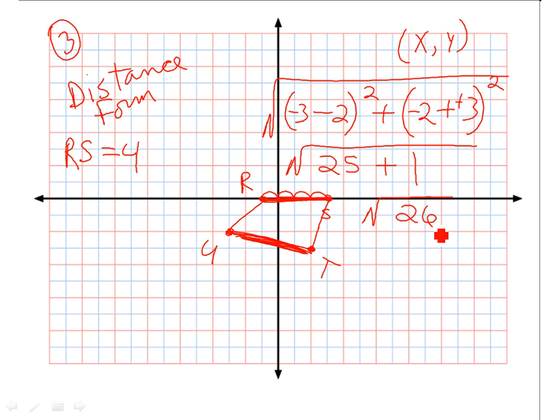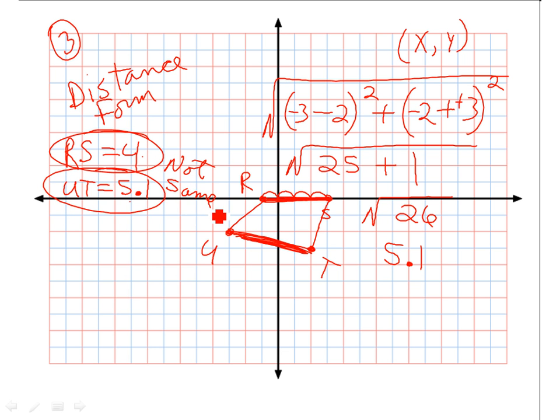5.09. How many decimal digits do you want? I don't know, so 5 point, you said 0.9? Yeah. So we'll say 5.1. So segment UT is 5.1 units long. What's that tell us about those two? Are those two the same? So not the same. And if those two aren't the same, then what's that tell you? It's not a parallelogram.